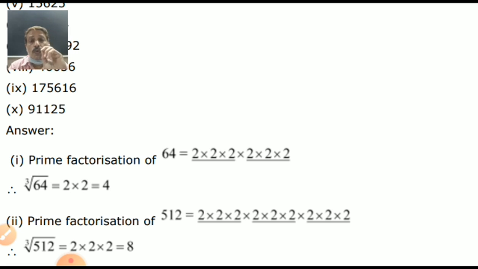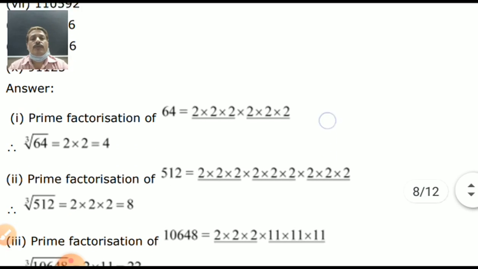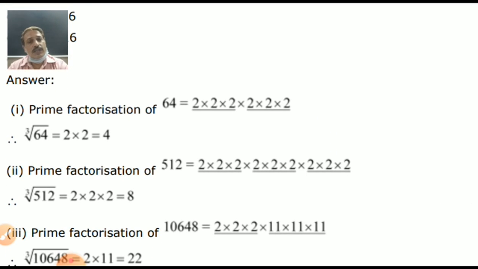Cube root of 64 is 4. 4 for the 16, 16 for the 64. Prime factorization of 512: 2 into 2 into 2, that gives me 8. You have to make triplets. In square we made pairs of 2s. Here, a pair of 2, here a pair of 3. You have to make triplets of 3. Okay? Correct.